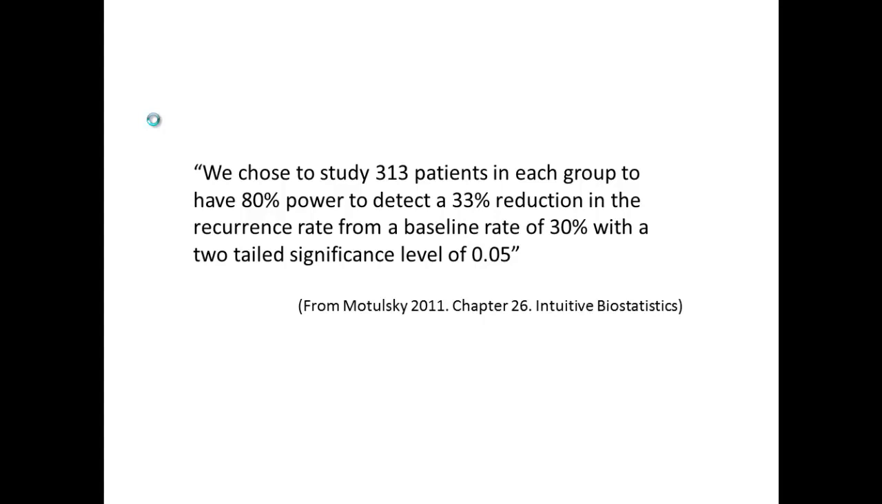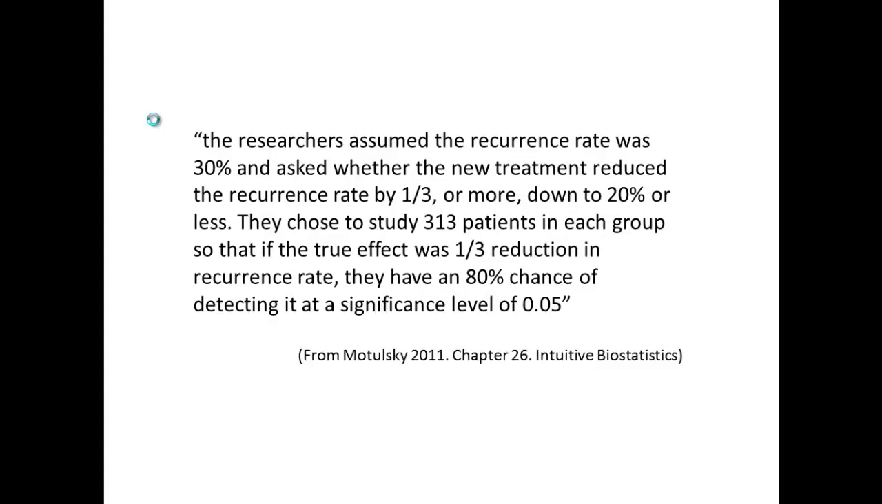So there's a lot of jargon in there, but we can put this into language that we've reviewed in this video. So we could say the researchers assumed the recurrence rate was 30% and asked whether the new treatment reduced the recurrence rate by 1/3 or more, down to 20% or less. And they chose to study 313 patients in each group, so that if the true effect was a 1/3 reduction in recurrence rate, they have an 80% chance of detecting that at a significance level of 0.05.